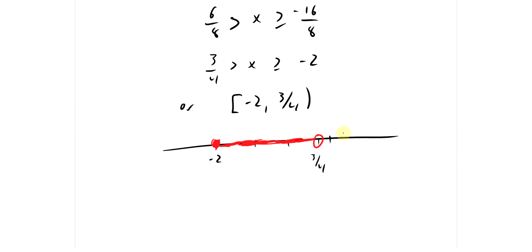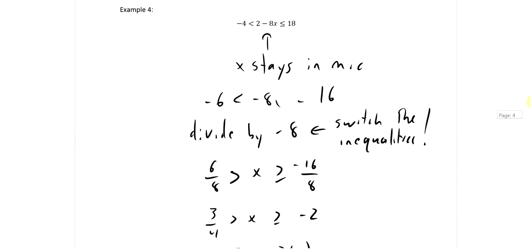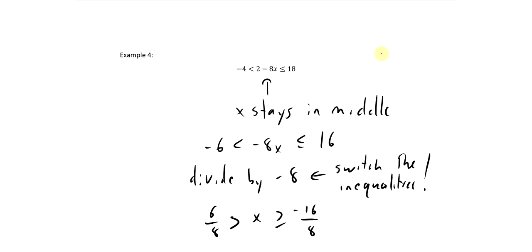This, of course, is the x-axis, or the real number line. And what numbers are we interested in? The numbers between minus 2 and 3/4, including minus 2, but not including 3/4. Okay, so solving inequalities is pretty straightforward. Same as solving equalities. Just switch the inequality if you divide or multiply by a negative number.